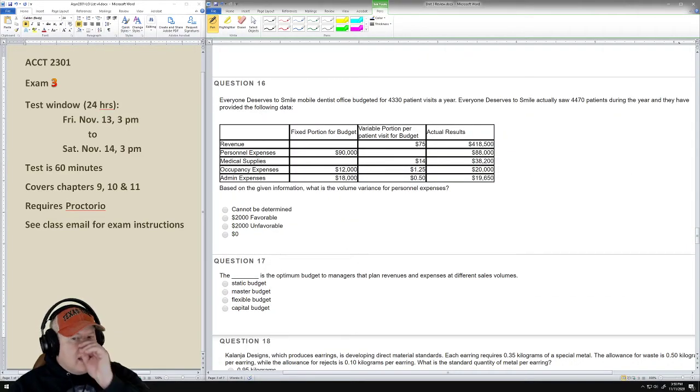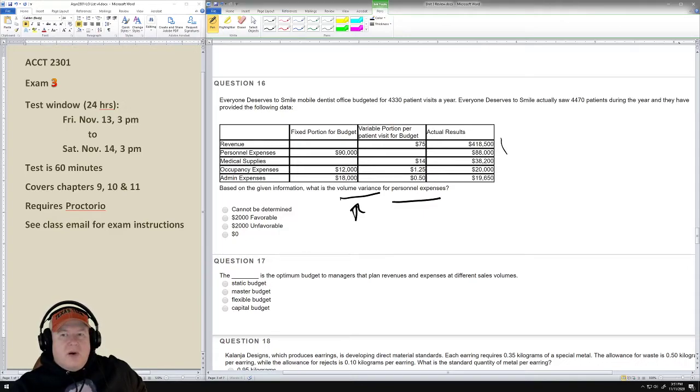So question 16, again, it's not actually a very difficult question, but it's a knowledge question posed as numbers. So you see they throw you all these numbers here, right? And they give you a bunch of stuff. And the question is, what is the volume variance for personal expenses? So the thing we need to know here is, what is a volume variance?